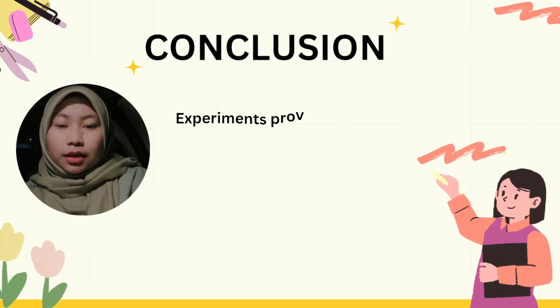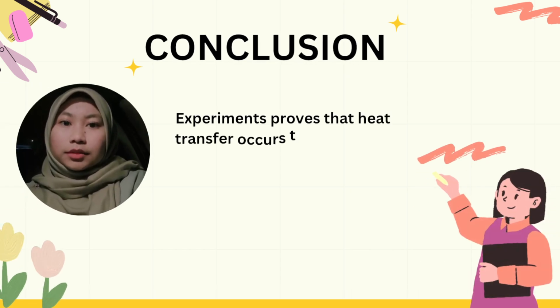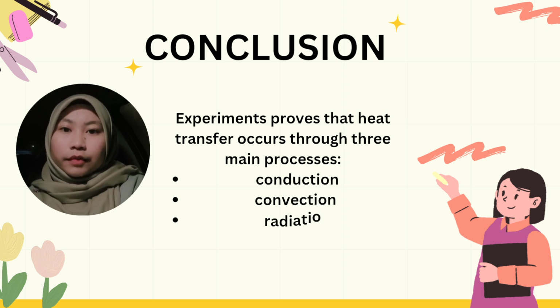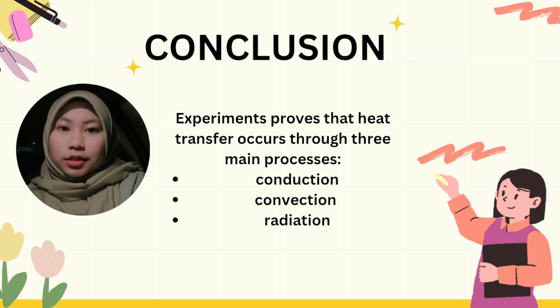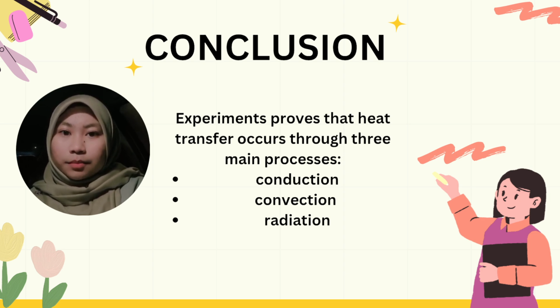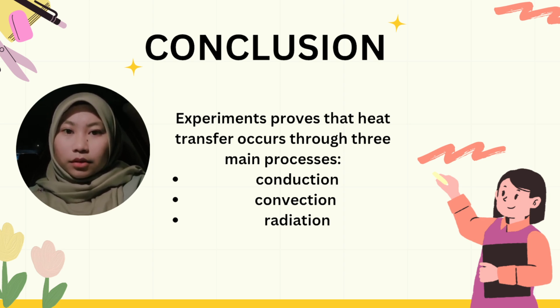In conclusion, these 3 experiments prove that heat transfer occurs through 3 main processes: conduction, convection, and radiation. Conduction transfers heat through direct contact in solids, convection involves heat transfer through fluid movement, and radiation transfers heat via electromagnetic waves. Each mechanism plays a vital role in natural and engineered systems, contributing to efficient energy management and heat regulation.